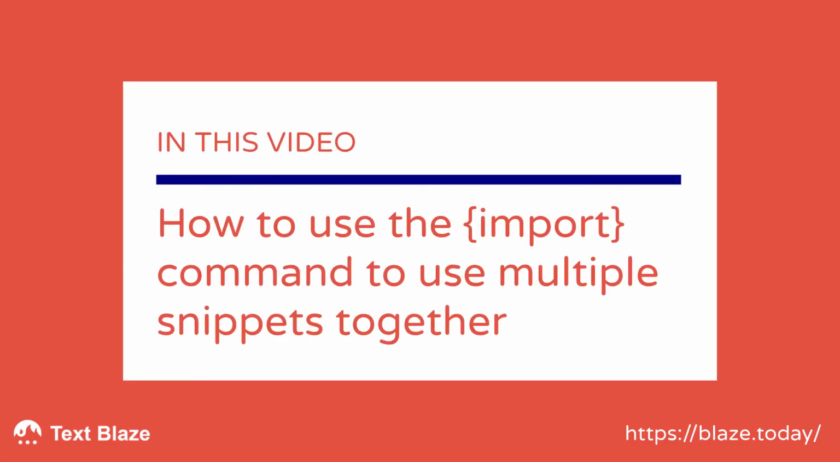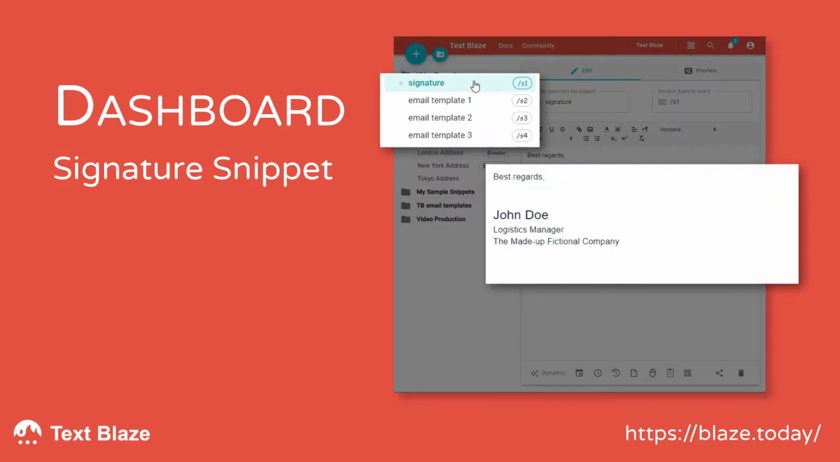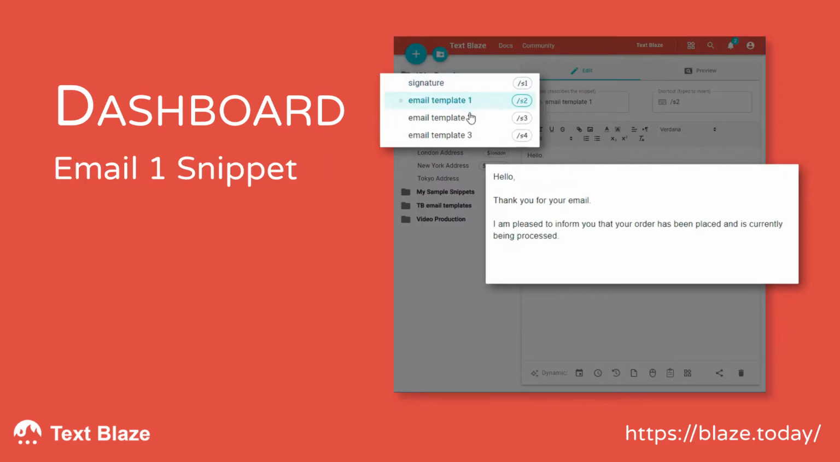In this video, I'll be showing you how to use the import command to use multiple snippets together. I have a snippet for my email signature and multiple email template snippets. I can use the import command to load the signature snippet into these email snippets.